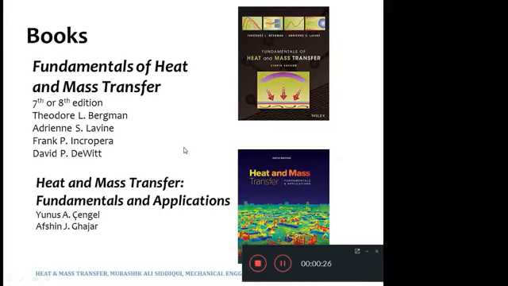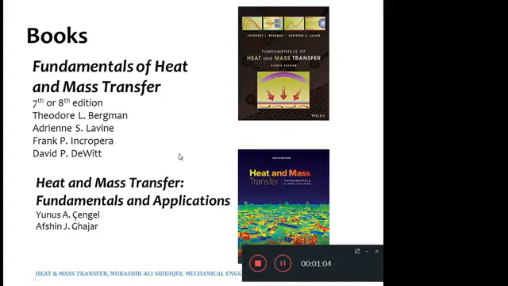The book that we would be following in this course is the Fundamentals of Heat and Mass Transfer, written by these four gentlemen. However, it is more renowned by the name of the last two authors, Incropera and Dewitt. The latest edition available out there is its 8th edition. However, you can get hold of either 7th or 8th. Even if you get 7th, that is more than good.